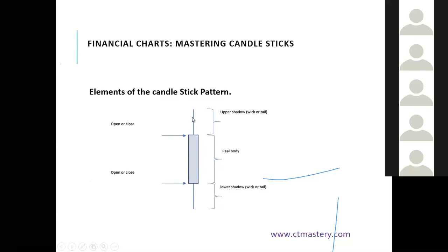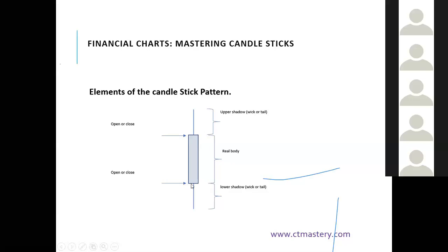Now, this long thin extension, the thread, is called the shadow. Some people call it wick, some people call it tail. So we can call this one the upper shadow, or the wick, or the tail, whichever one you want to call it. It's accepted. Throughout the rest of this presentation, I might call it shadow, I might call it wick, I might call it tail. Just know that that is what it is. Then this one also represents the lower shadow, lower wick, tail, whatever.